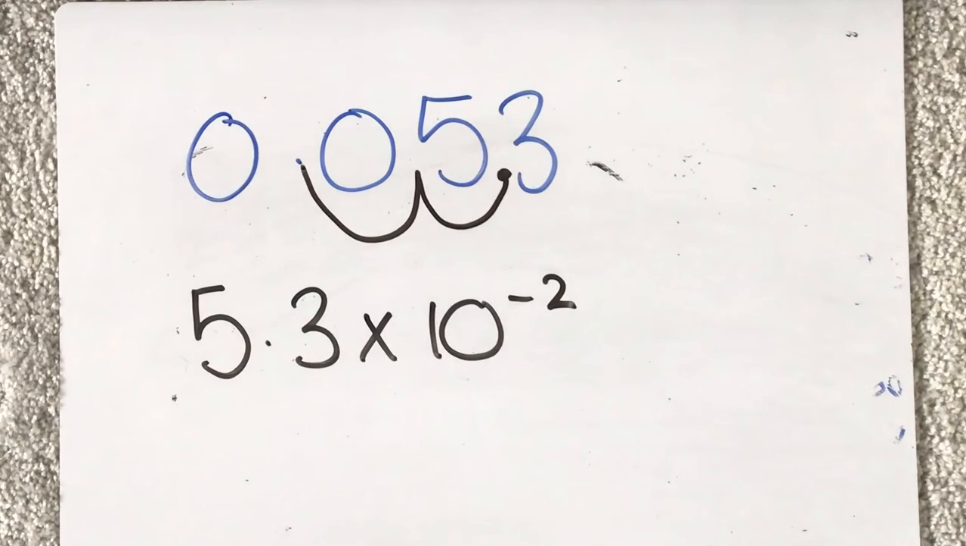When it is a 0.0 something, when it is less than 1, it will always be negative. When it's greater than 1, it will always be positive. So hopefully that helps. Have a look as well at how to calculate with standard form.